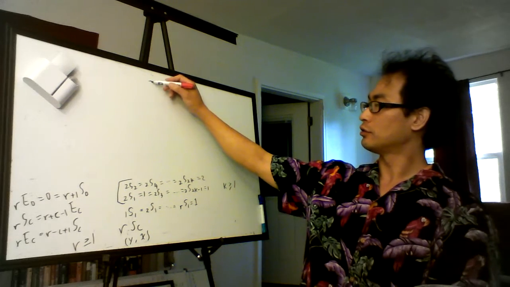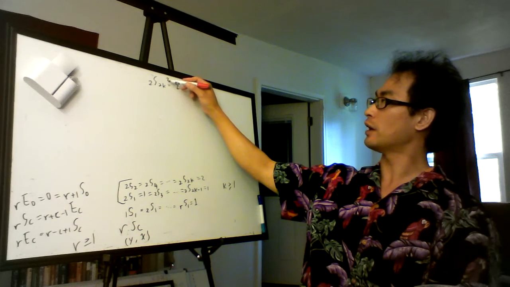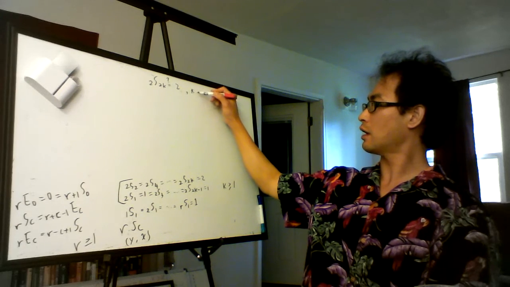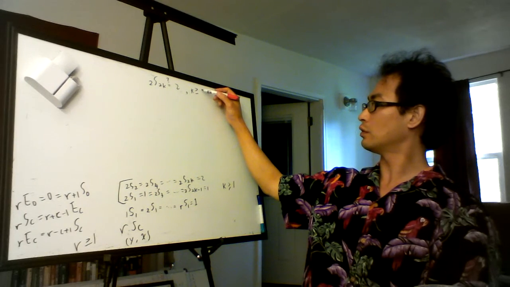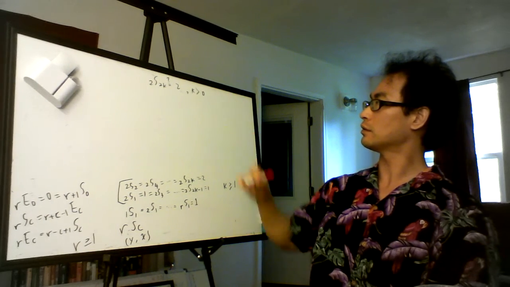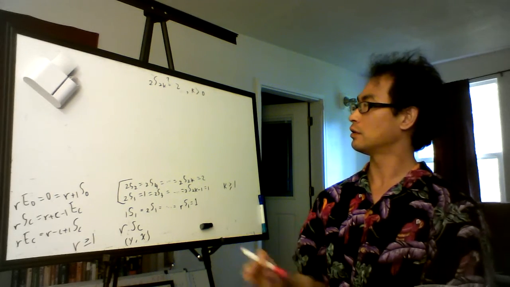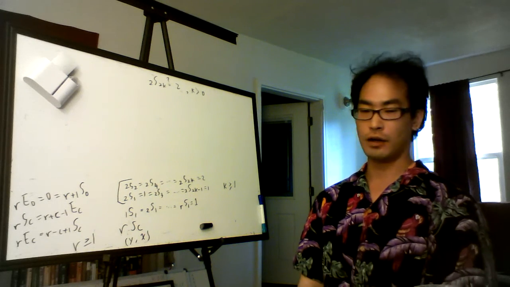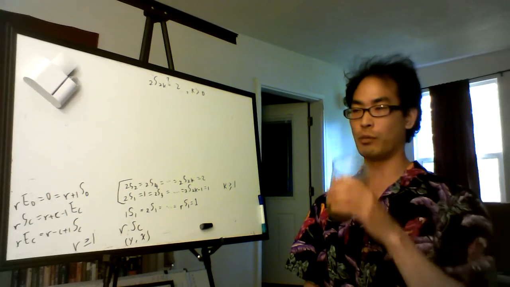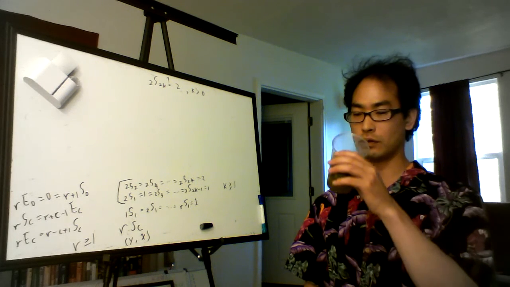So 2 S 2k is equal to 2. We want to prove that when k is more than 0, it's an integer, right? We are in the realm of number theory, so everything is an integer, and most of the time everything is a positive integer, okay? Natural numbers.